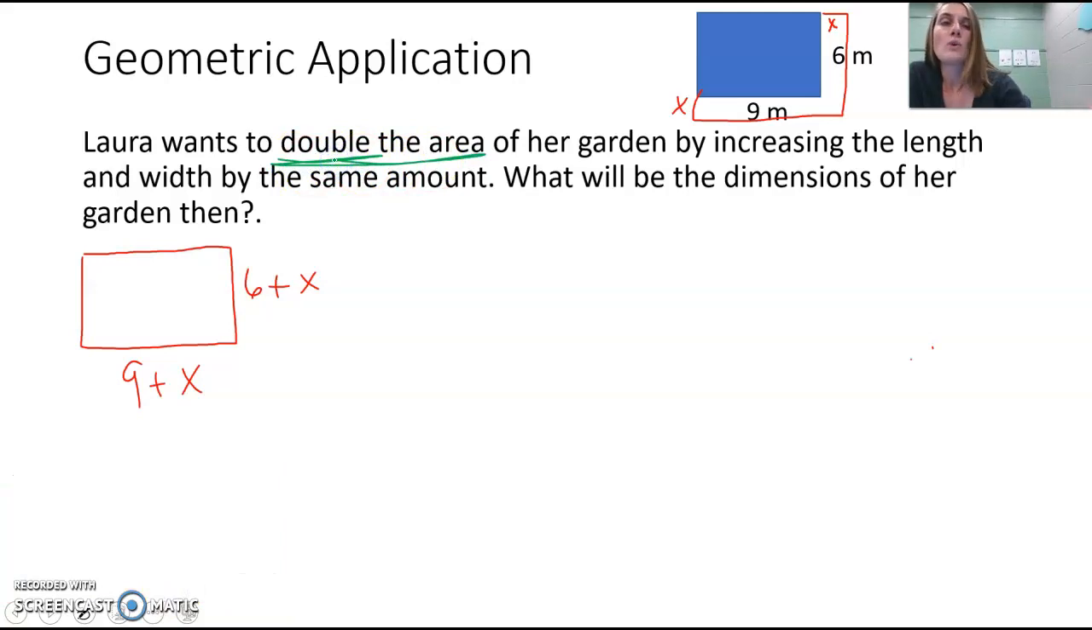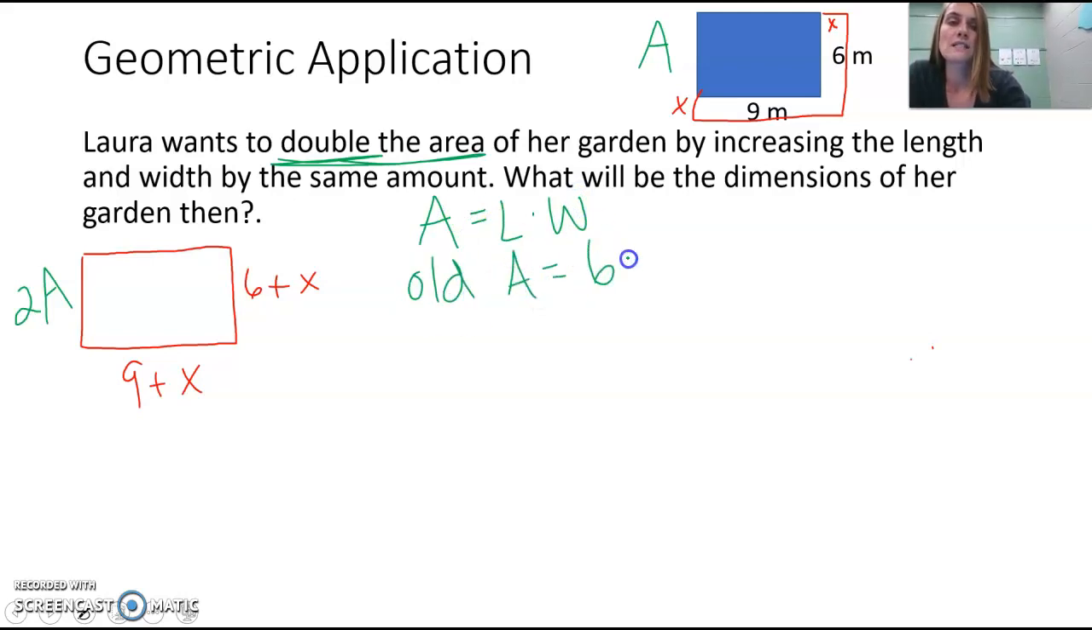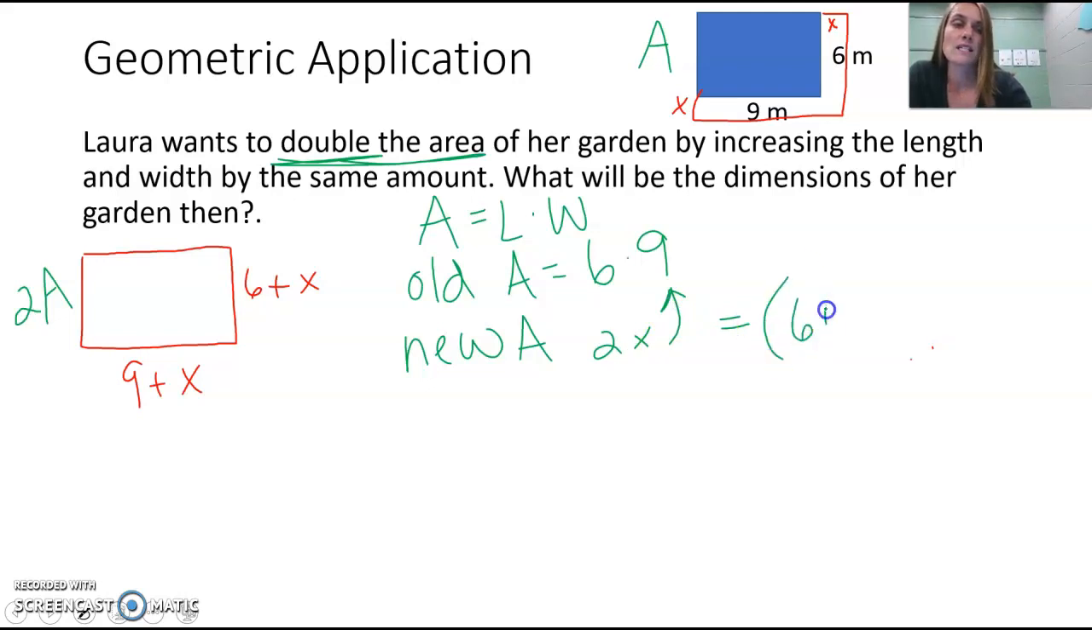So you have this area over here, and the new one is 2 times that area. Well, how do we find the area of a garden or a rectangle? Right? Area is length times width. So her old area was 6 times 9. Her new area is going to be 2 times that amount. But it's also equal to length times width, right? So it's equal to 6 plus X times 9 plus X.